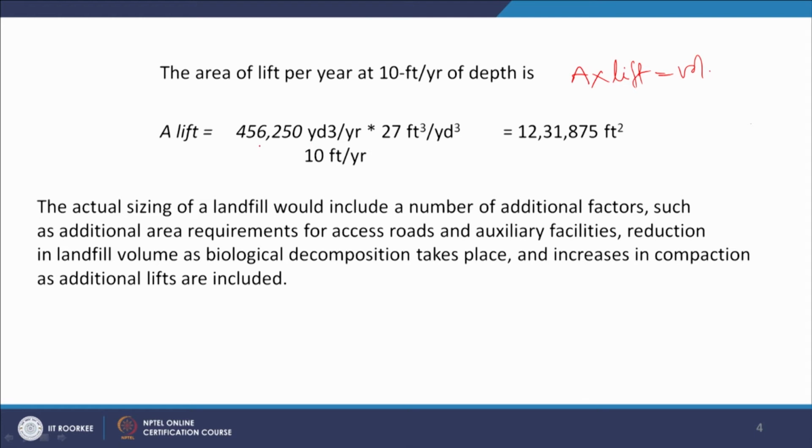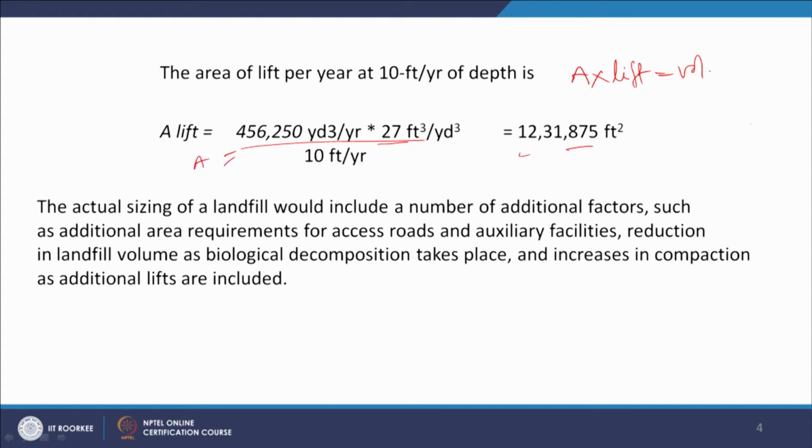Here it is given as 456,250 yard cube per year. We are interested to convert it into feet cube, and this is the unit for the conversion of yard cube to feet cube: 27 feet cube per yard cube. So now we are getting feet cube per year, and our lift is 10 feet per year, so we will divide by 10 feet per year. Then the value we are getting from this expression is 1,231,875 feet square.